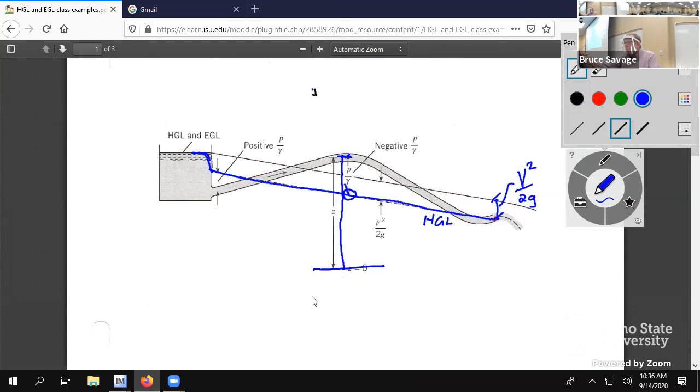Because remember, HGL is equal to P over gamma plus Z, pressure head plus elevation head. So if I have to go all the way past my HGL to get up to the center line of the pipe, that means I have to have a negative pressure head to come down. That's important.